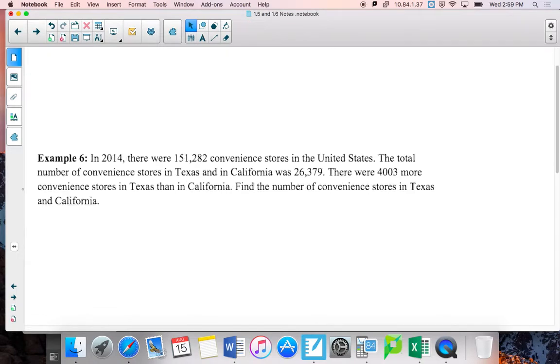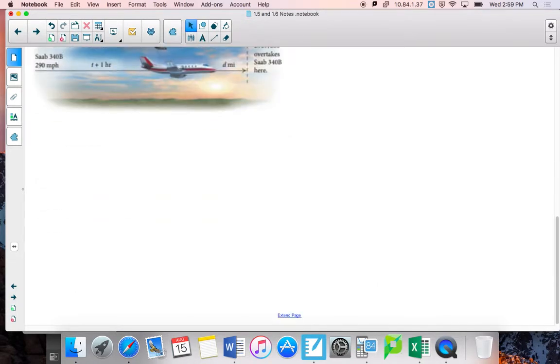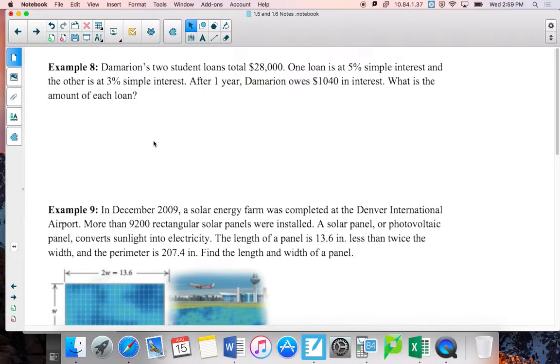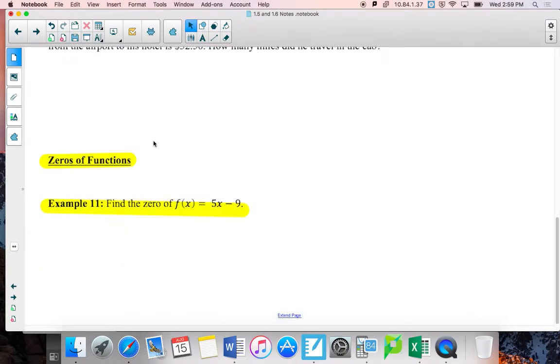Okay, so all of these word problems I'm going to save for in class. I feel like it'll be more beneficial to talk with them together. But we will look at zeros of functions. So if you want to just find where I see example number 11. A zero of a function is also known as an x-intercept.